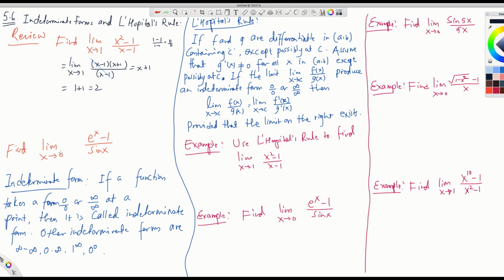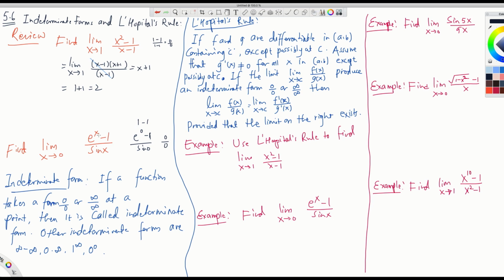But if you get an example like this, e to the x minus 1 over sine x, we cannot factorize like this, right? And if you plug in the limit right away, you will get e to the 0 minus 1 over sine 0. You get 0 over 0. See why? Because e to the 0 is 1, minus 1 is 0, over sine 0 is 0. So you get 0 over 0. But how do I handle this type of problem? Because I cannot get factors here, right? So that is the problem.